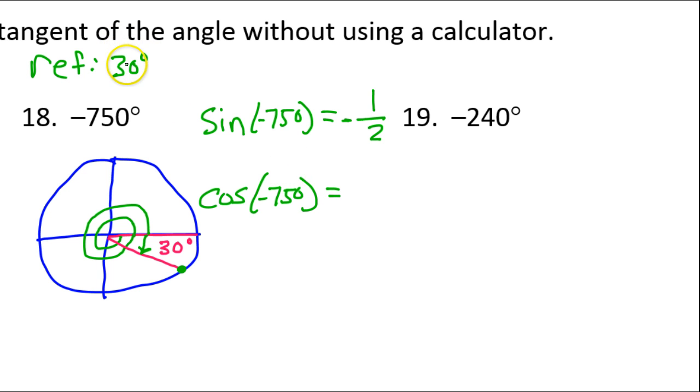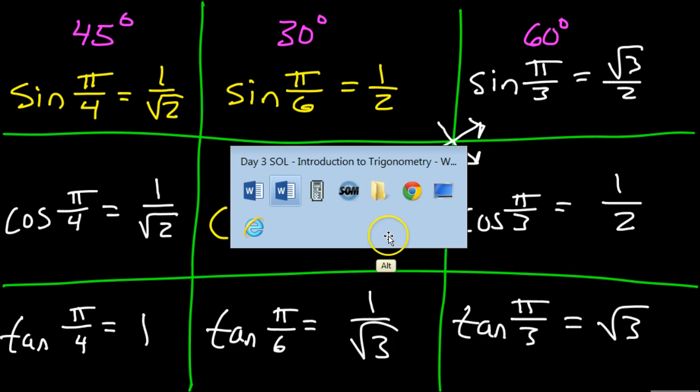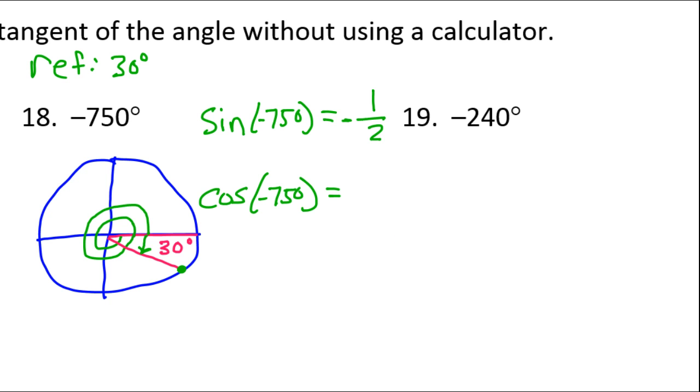Okay, again, I look at the reference angle. The cosine of 30 degrees is radical 3 over 2. So I go radical 3 over 2. Do I need a negative sign? Well, in this quadrant, the x values are positive. So no, I don't need a negative on this one.